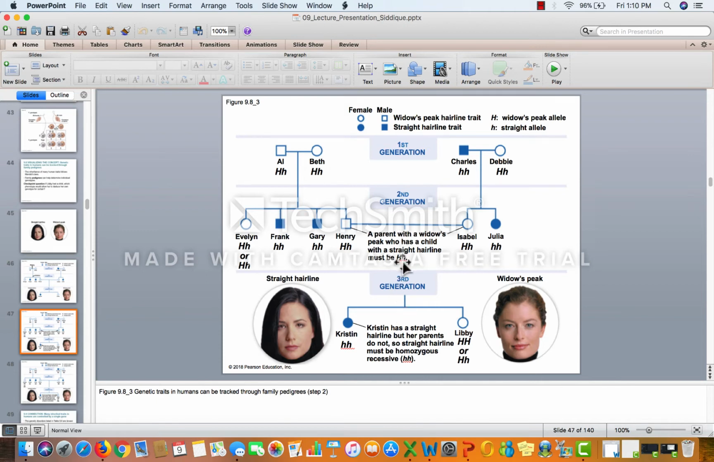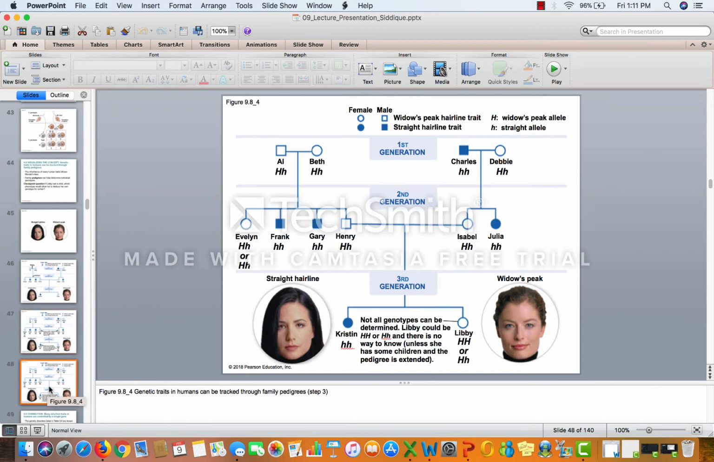So in the generation, right? So here we have straight hairline. In this case, the parents are heterozygous, both here. That means the straight hairline has got to exist. That's why Kristen has, in this case, a straight hairline, but her parents don't, right? Her parents were widow's peaks. So Kristen has a straight hairline, but her parents don't. So the straight hairline must be a homozygous recessive trait, okay?